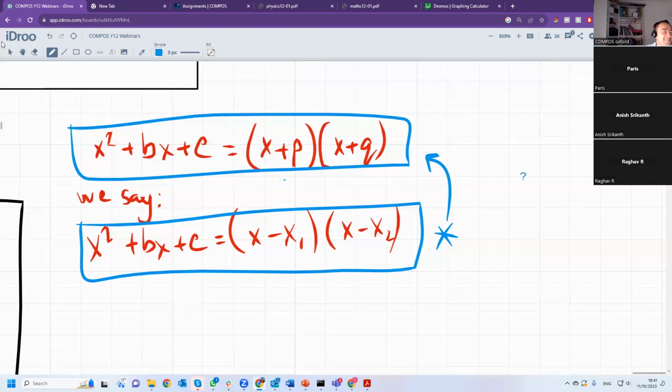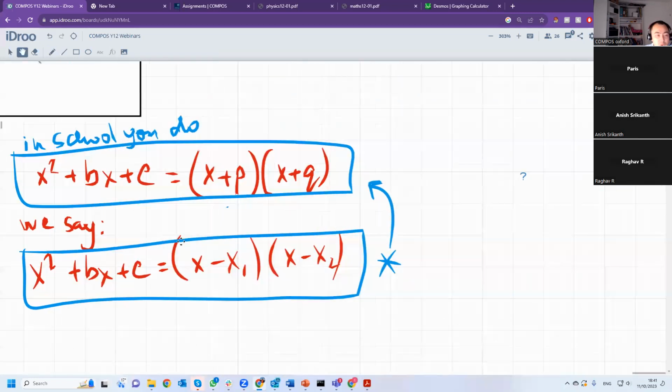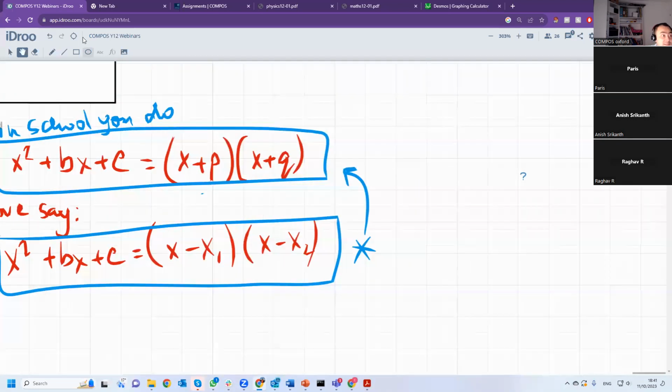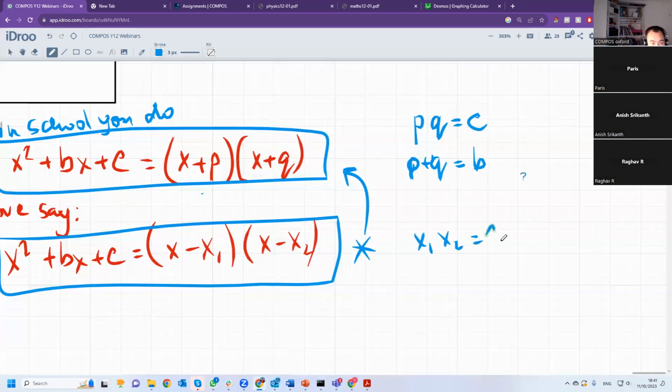Okay, so I hope I haven't confused you. In school, you do this. And this is why we have the confusion with the minus and the plus, because in school you're taught that P times Q is C and P plus Q is B. We teach you that x1 times x2 is C, but x1 plus x2 is minus B. And this is the key difference here, and this is the source of confusion.